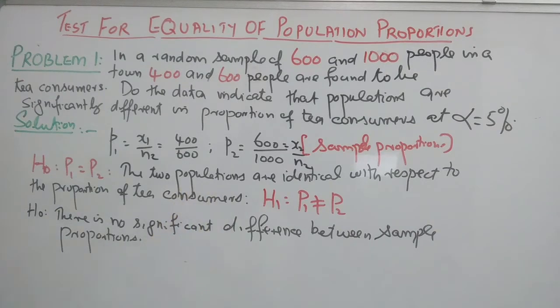The population proportions are measured or compared with respect to sample values. Hence, H0 is also stated as there is no significant difference between sample proportions, and H1: P1 is not equal to P2. We have to test whether there is a difference or not. Therefore, P1 is not equal to P2. That's a case of a two-tailed test.